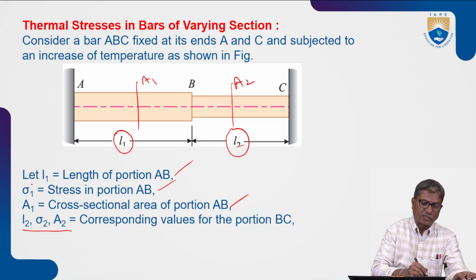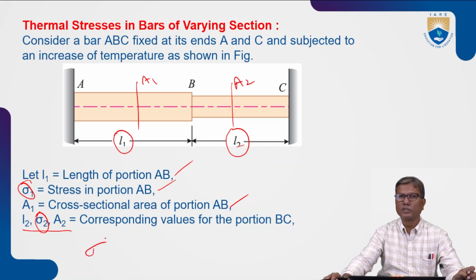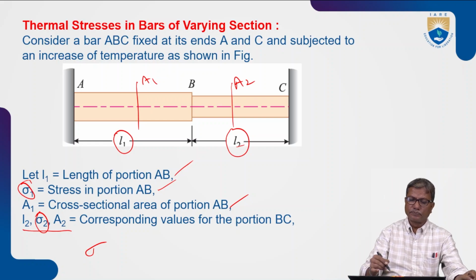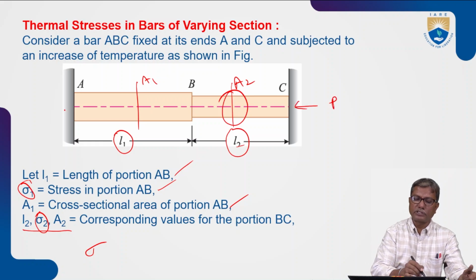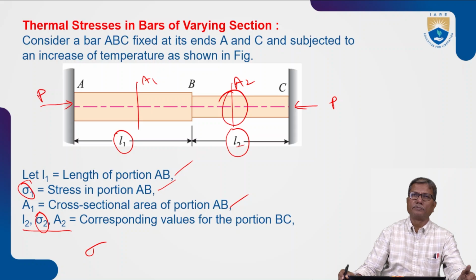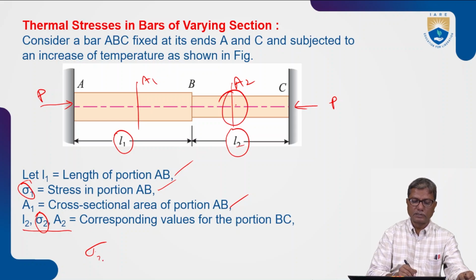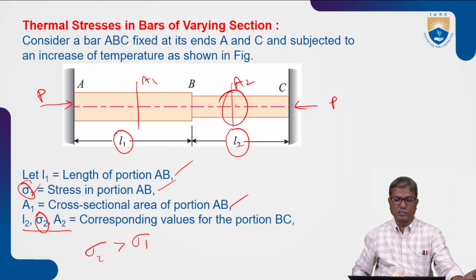The stresses induced will be different. If the bar is of uniform section, the stress will be same throughout. As the cross sectional area is changing, the stresses also will change. You will have more stress in portion BC because the area is less. Force will be the same. Compressive force that is developed will be the same for equilibrium. So the stress in portion BC will be greater. Sigma 2 will be greater than sigma 1 because area A1 is greater than A2.